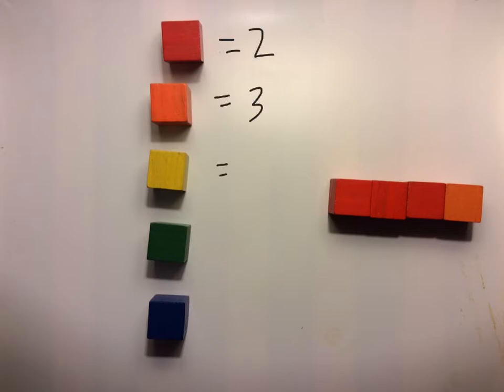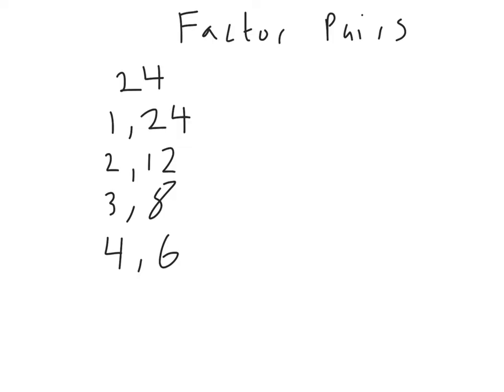So the red block's worth 2, the orange block is worth 3, the yellow block is worth 5, the green block is worth 7, the blue block is worth 11. So 24 from the previous page, the prime factorization is 2 times 2 times 2 times 3. So the factor pairs of 24 are 1 and 24, 2 and 12, 3 and 8, and 4 and 6.